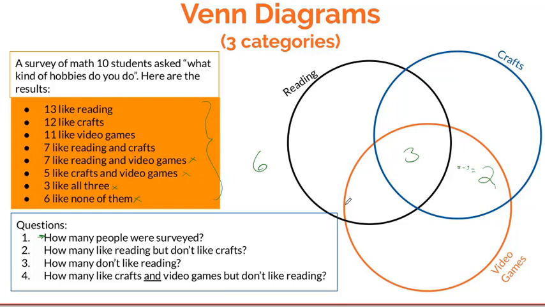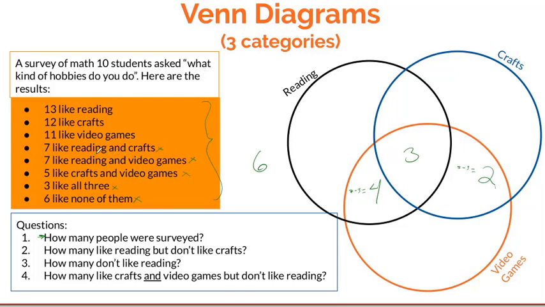7 like reading and video games, so that means in the intersection of the black and the orange circle, I should have 7. But I've already accounted for the 3 who like video games and reading and crafts. So let me take them away from that 7, and that means I've got 4 who like reading and video games, plus the 3 who like reading, video games, and crafts. That'll give me the 7. All right, let's keep moving up.